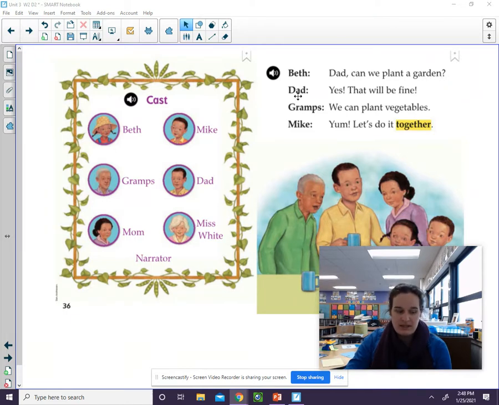After Beth speaks, Dad speaks. It says Dad with the 2 dots. And then we know this is what he says.